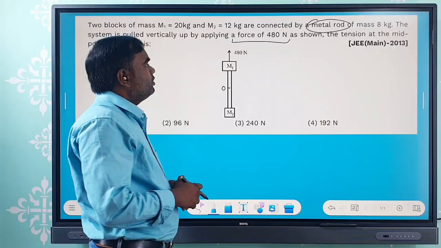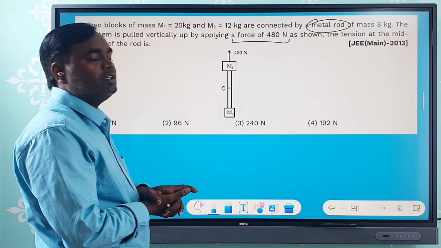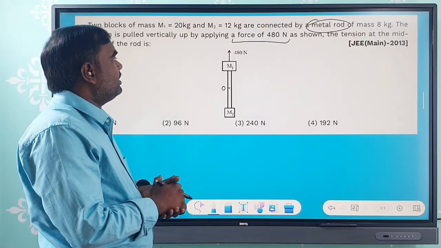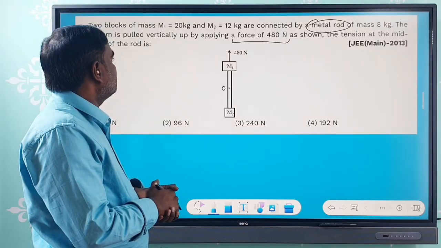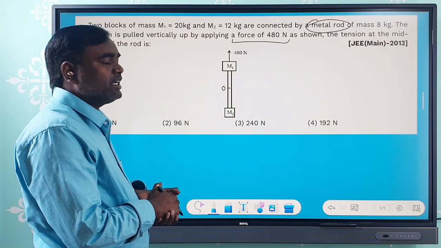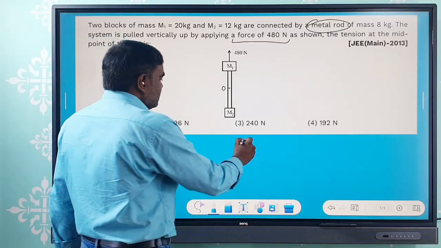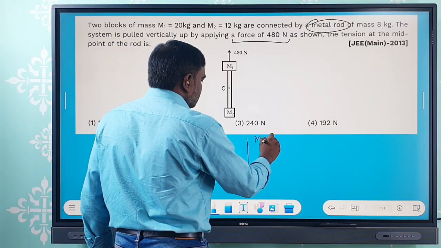In this question, there is no mention of gravity, or of where the system is placed. Because of this, we can approach this problem in two ways. First one is method 1.